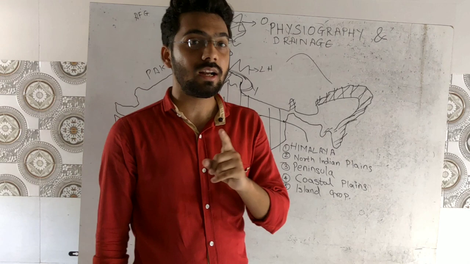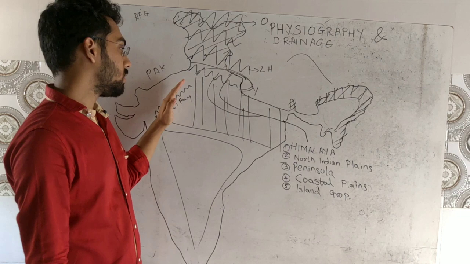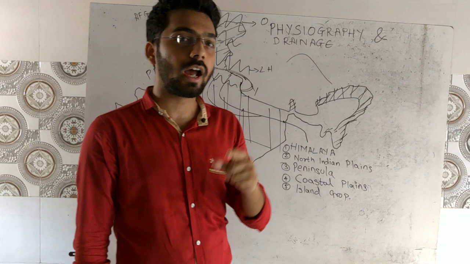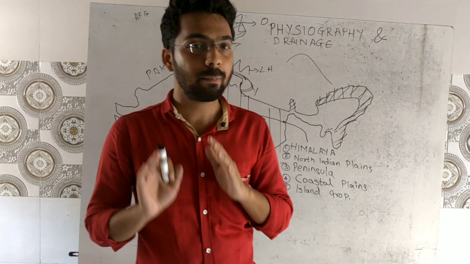So the east side of Aravali is sloping towards the east, and is formed by the depositional work of river Ganga and Yamuna. Therefore, it is differently described as the Ganga River basin. So this is the eastern part we have studied.